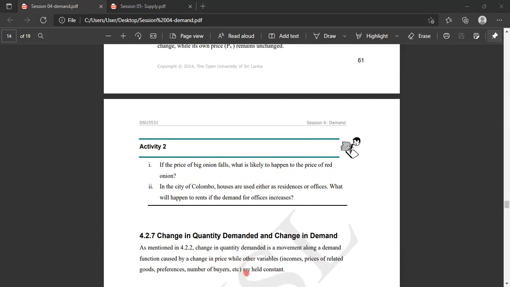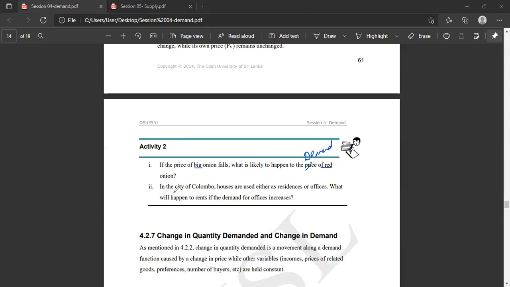If they ask about demand, I will change this to demand rather than price. The price of big onion falls, what will happen to the demand of red onion? Big onion and red onion are substitutes. If the price of big onion falls, the demand for red onion will decrease. Then the price will decrease ultimately.